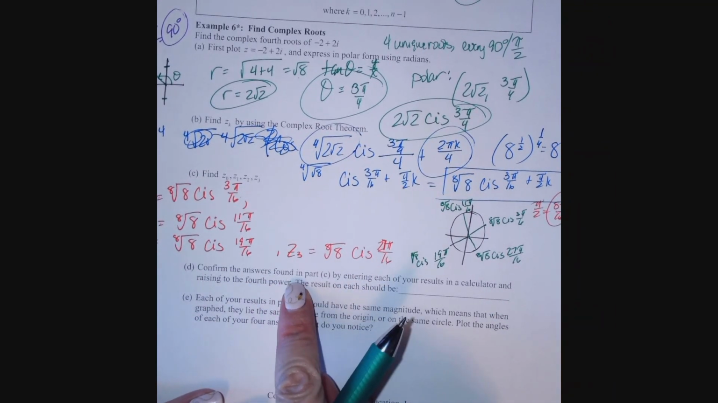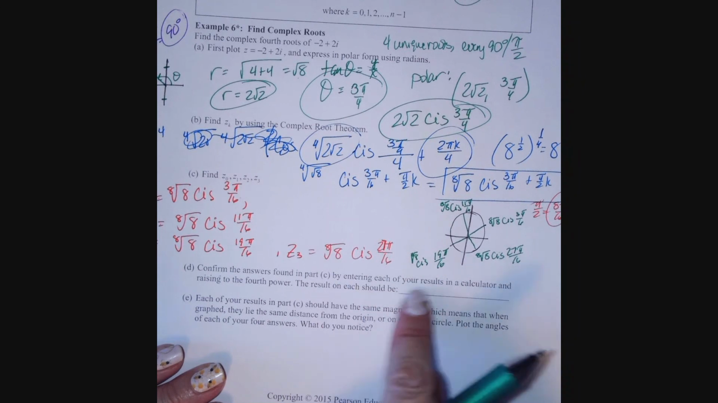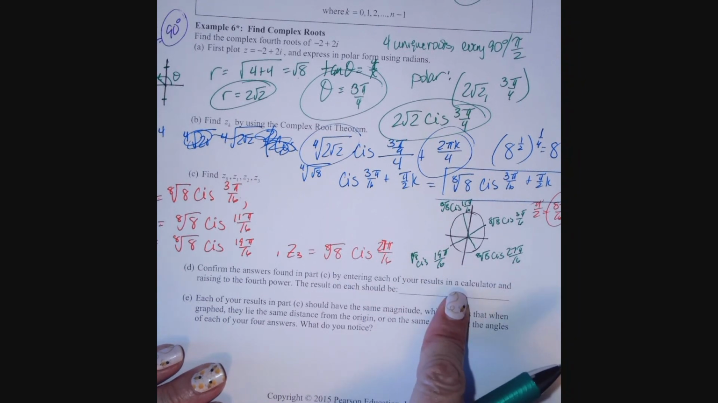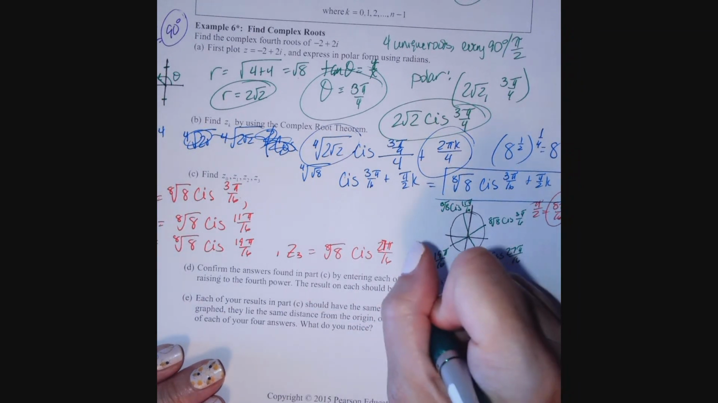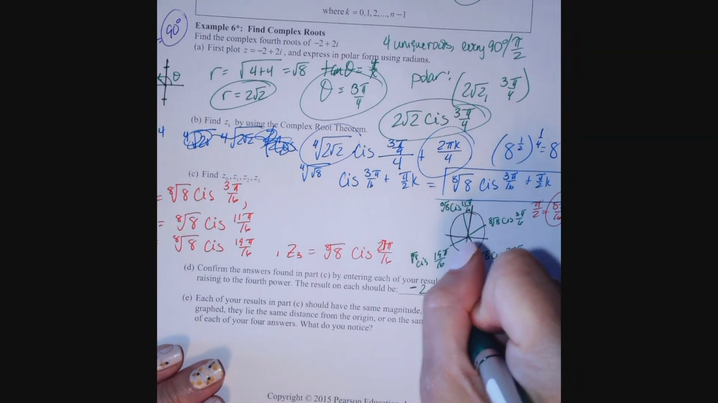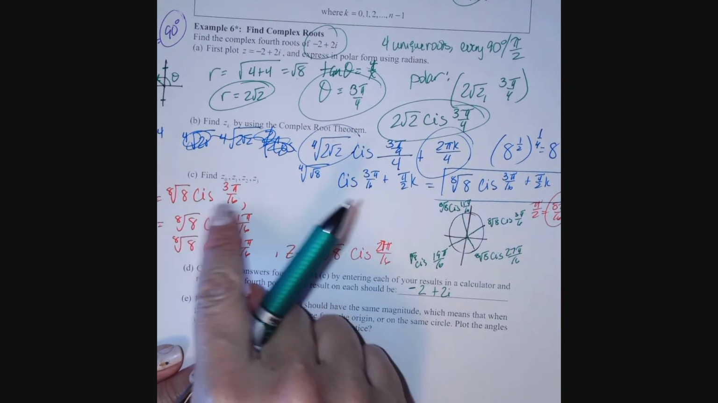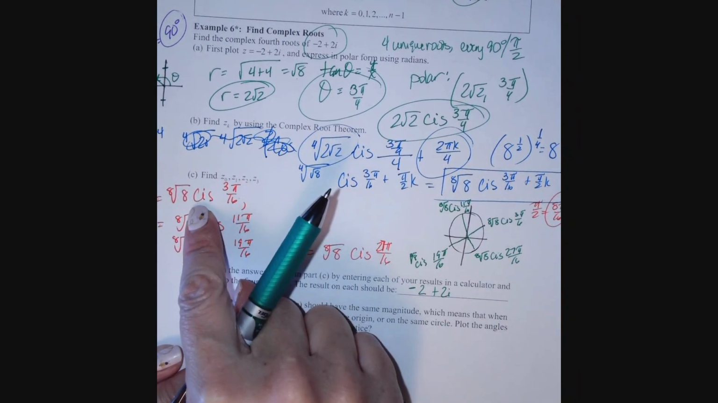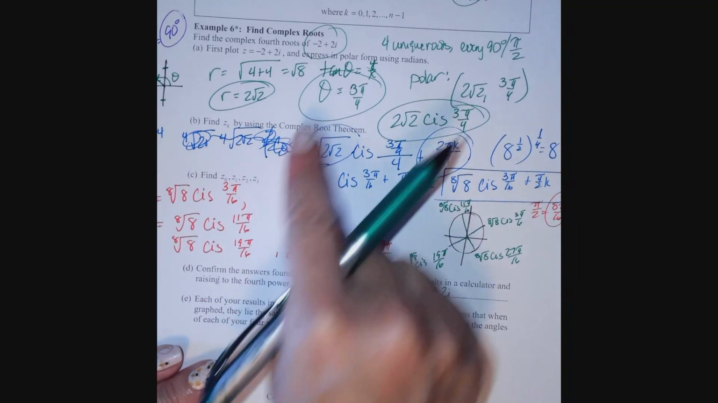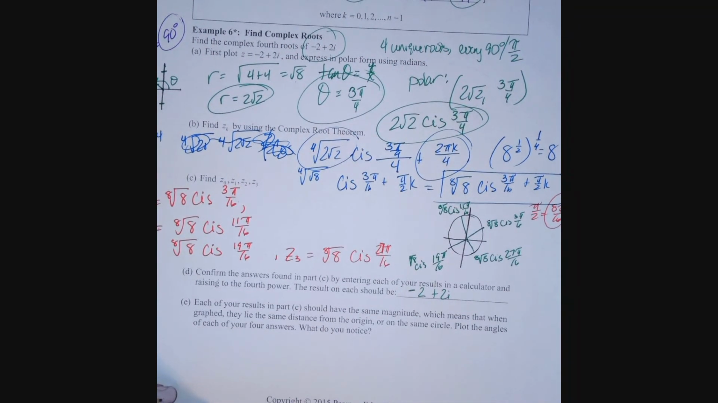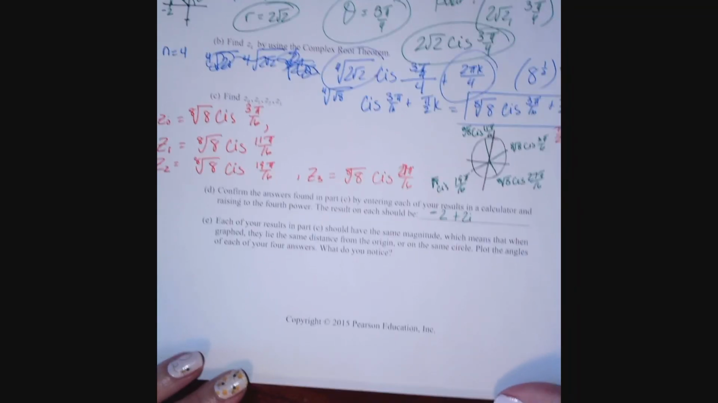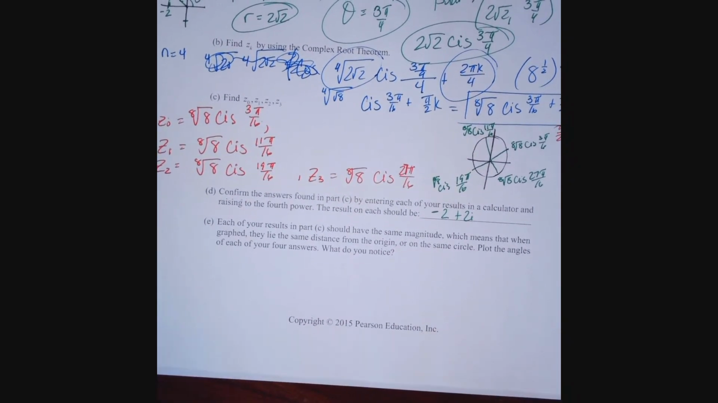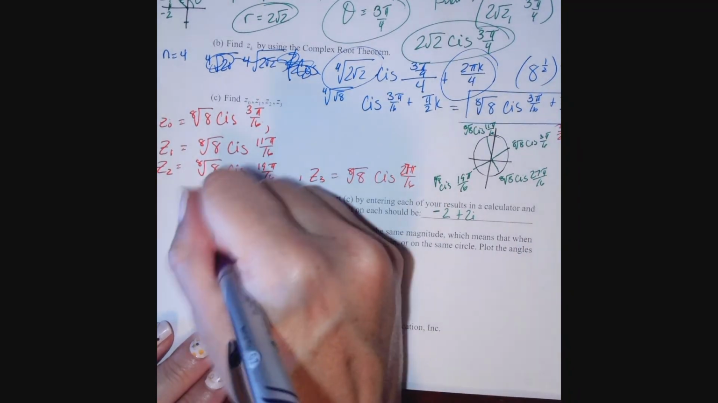You can confirm that these answers are correct by entering each of your results into a graphing calculator or any calculator and raising it to the 4th power. The result on each should be -2 plus 2i, because that's what we started with. If I take this value and raise it to the 4th power, put it in parentheses to the 4th power, I should get what I started with. Alright. Oh, we did ask to do that, and that's E, right here.